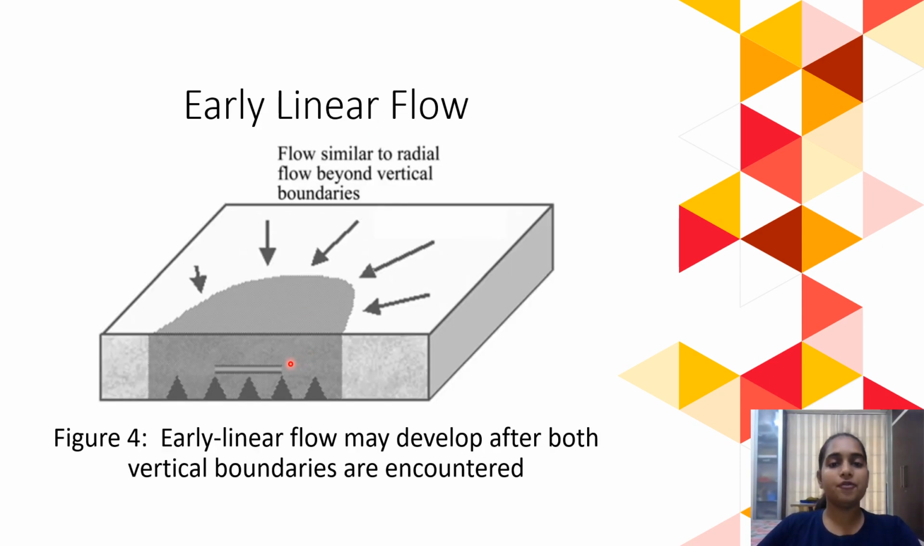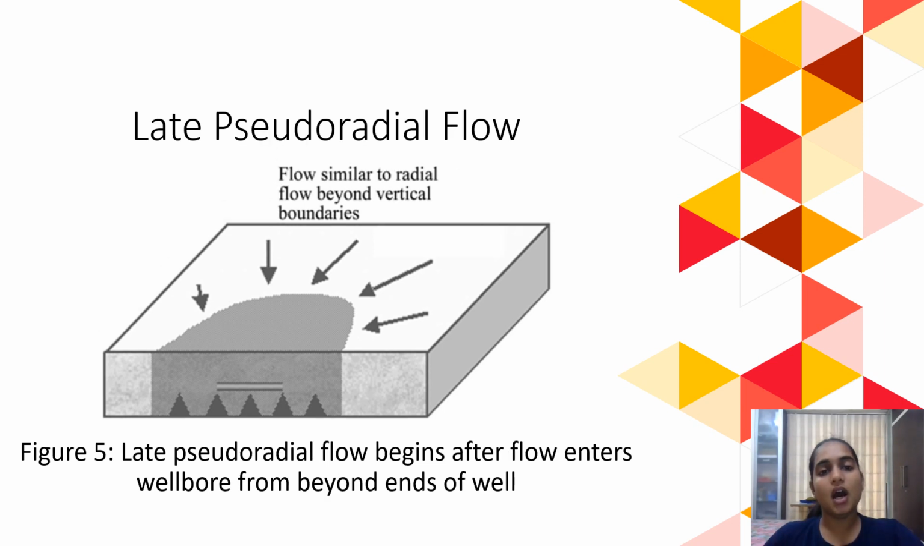Eventually, the area affected by the production will include the entire thickness of the reservoir. When that happens, a linear flow pattern may develop. Ultimately, after a time period, the flow will begin to come into the wellbore from beyond the ends of the well. Until these end effects become more important, early linear flow continues.